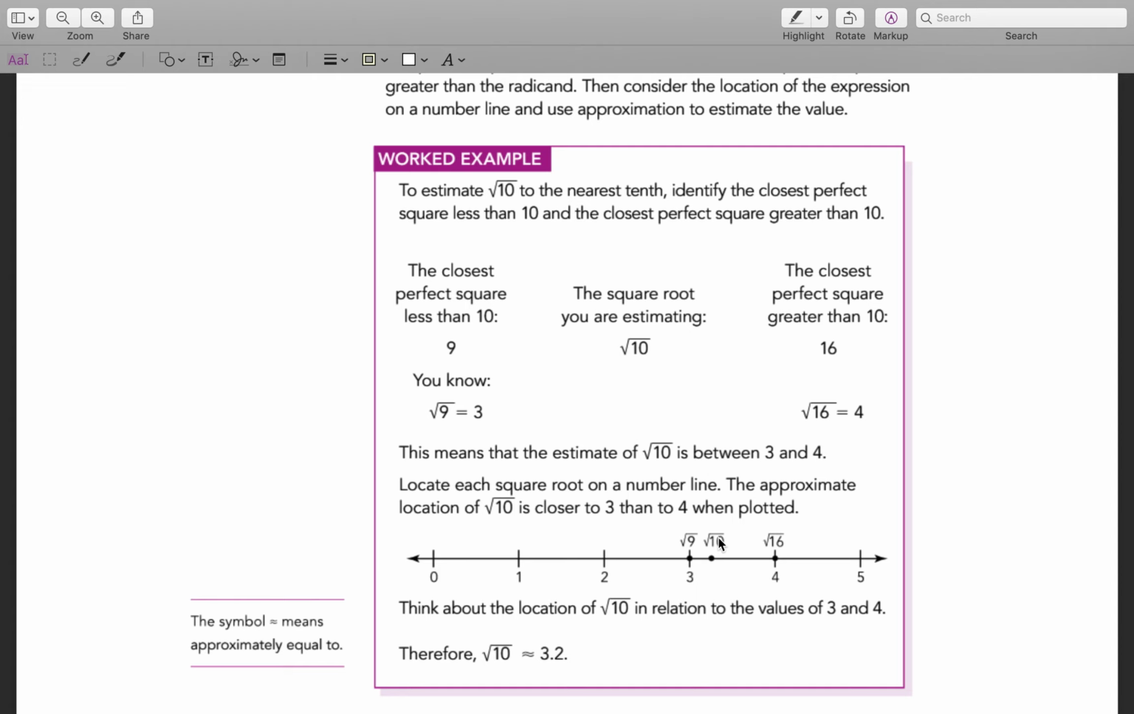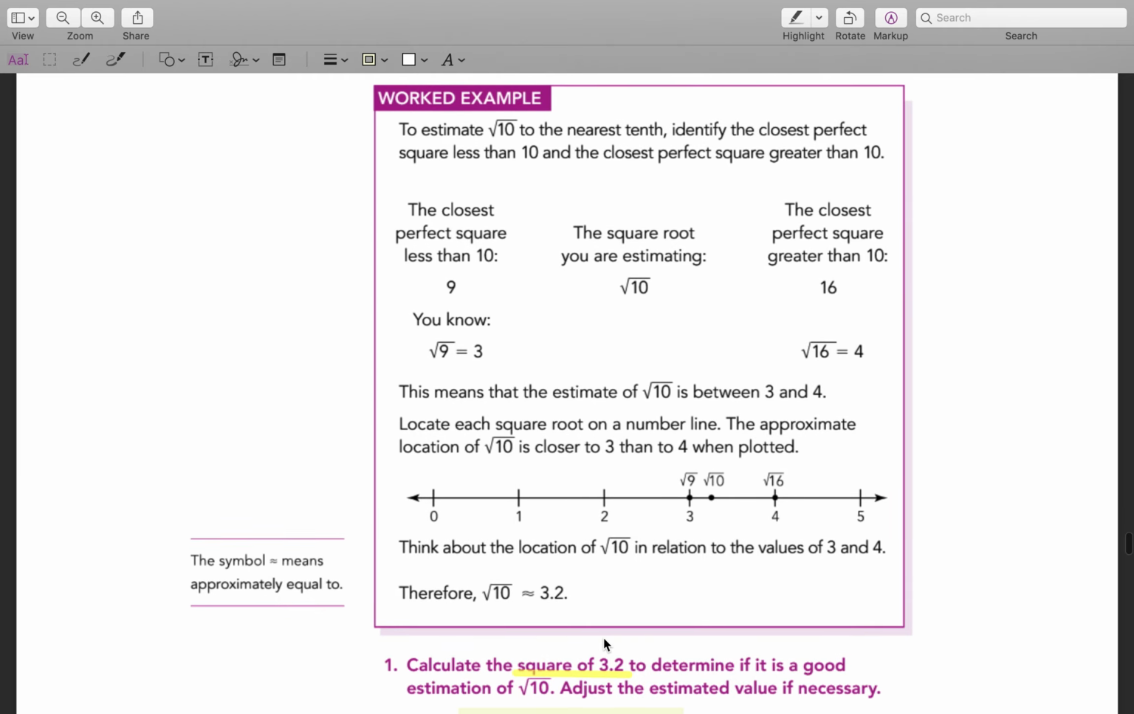But it's closer to 3 than 4 when plotted because 9 and 10 only have a difference of 1. 10 and 16 have a difference of 6, right? So it's closer to 3. So you would just plot it right here. But you don't really have to plot it. You can just think about it in your head and ask yourself which one it is closer to. Is it closer to 9 or is it closer to 16? And since it's closer to 9, we can say that it's closer to 3 than 4.